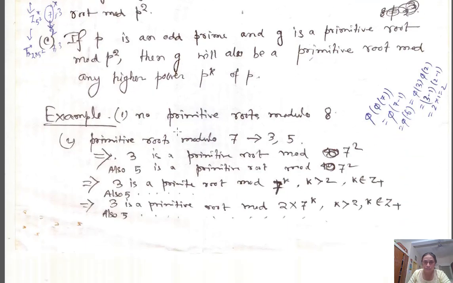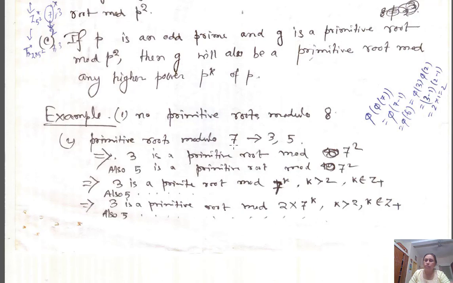So here one example is given. If your modulus n is not in the required form, then it does not have any primitive root. There does not exist any primitive root modulo 8. What about 7? Primitive roots modulo 7, you can check, 3 and 5 are the primitive roots modulo 7.